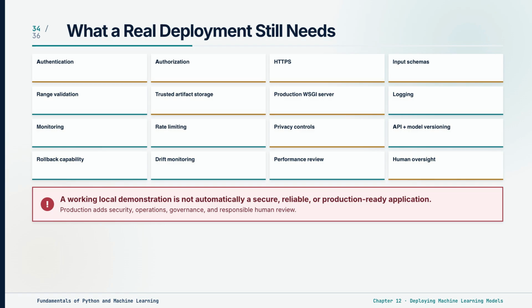Logging should protect sensitive information. Monitoring should track availability, errors, model versions, and changes in incoming data. Teams also need a rollback plan and a process for reviewing model performance and drift. For high-impact decisions, human oversight remains essential.